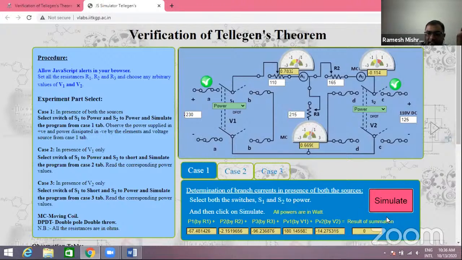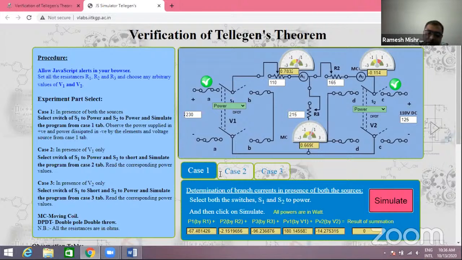14.127535, and the summation of all these results, P1 plus P2 plus P3 plus PV1 plus PV2, is equal to 0. It means this circuit performs the Tellegen theorem and verifies it, because the addition of all powers is equal to 0.